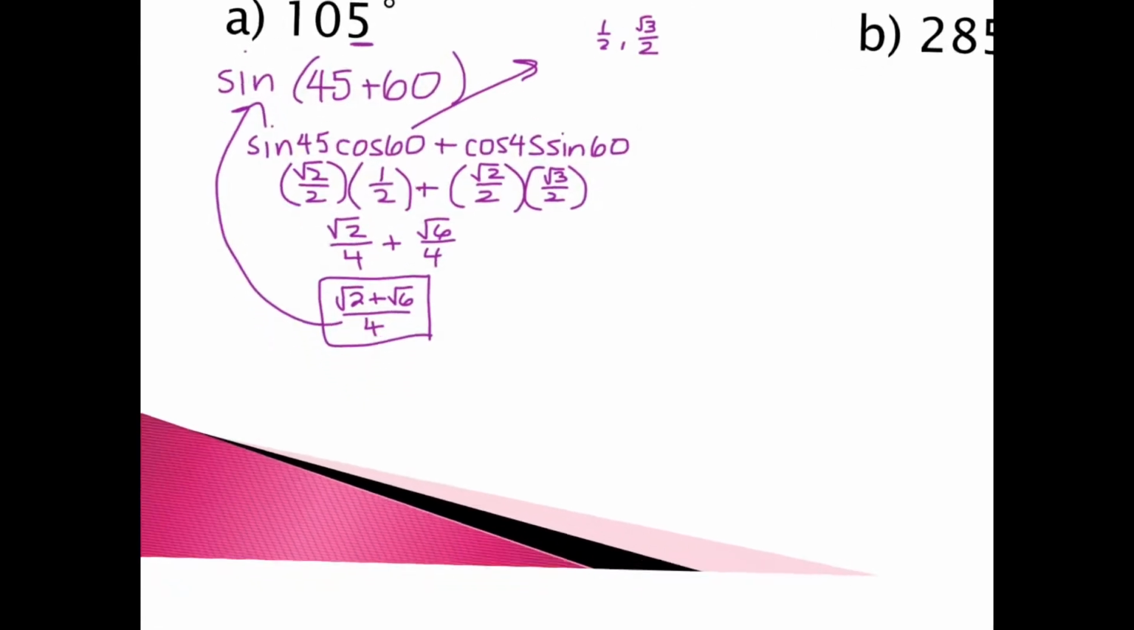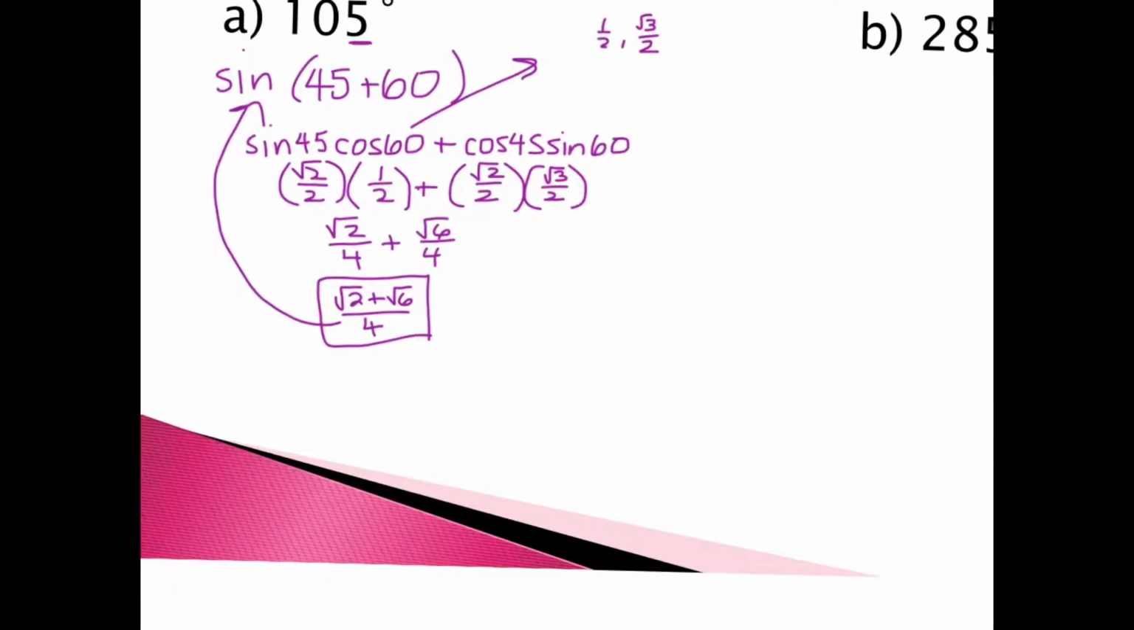Now we're going to do cosine. And the pattern for cosine is cosine, cosine, sine, sine. So cosine of 45 times the cosine of 60. Change your sign so that it's minus sine of 45 times the sine of 60.